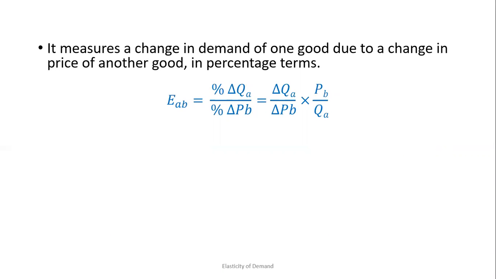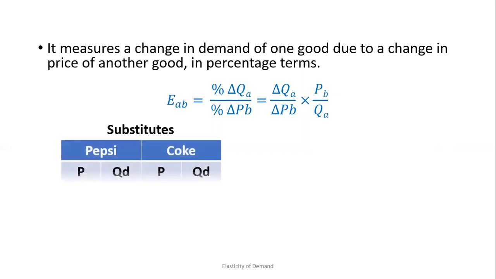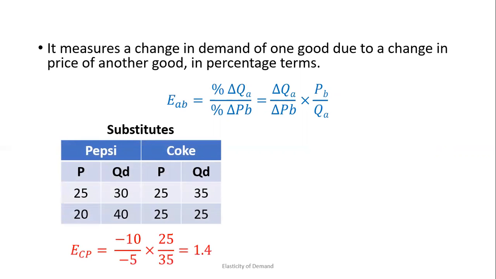Next is the cross elasticity of demand, which measures a change in demand of one good due to a change in price of another good in percentage terms. Here we can categorize goods in two categories. First, substitutes and next, complements. Substitutes are the goods that are the same in use. For example, Pepsi and Coke.